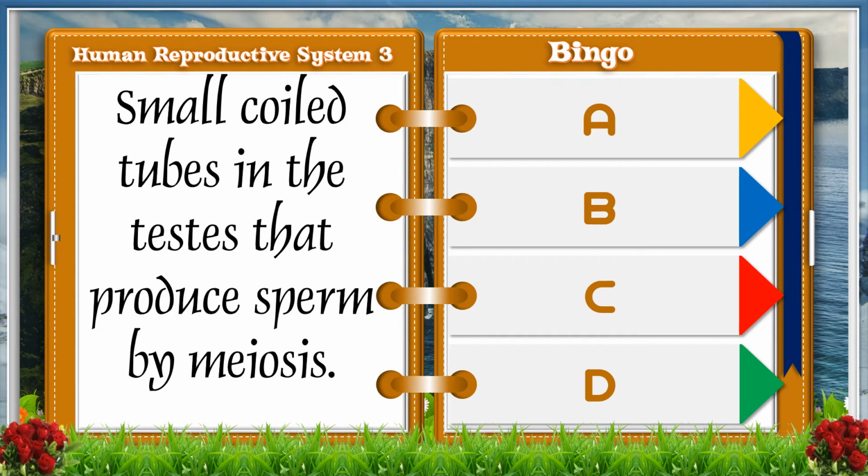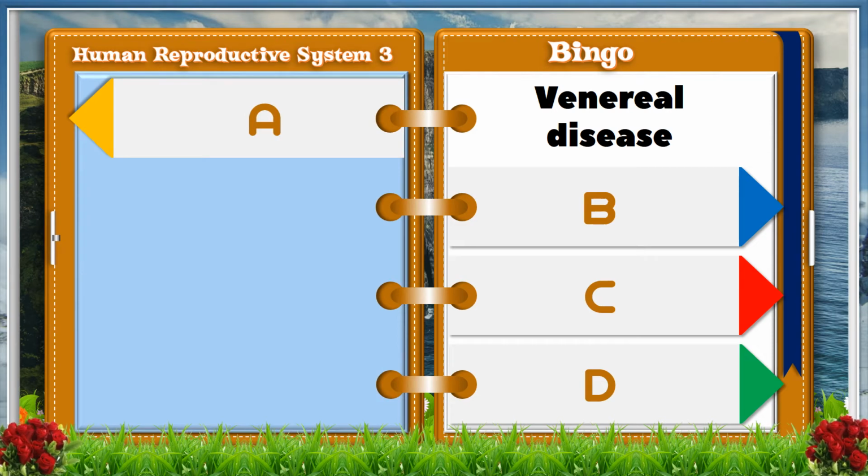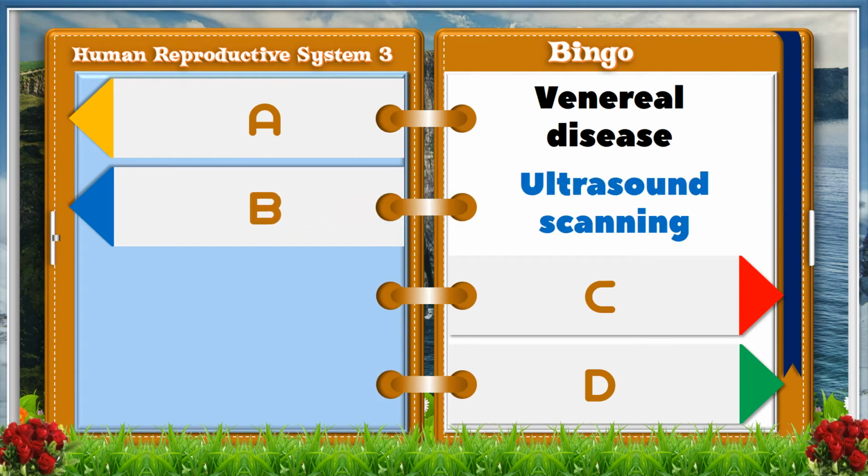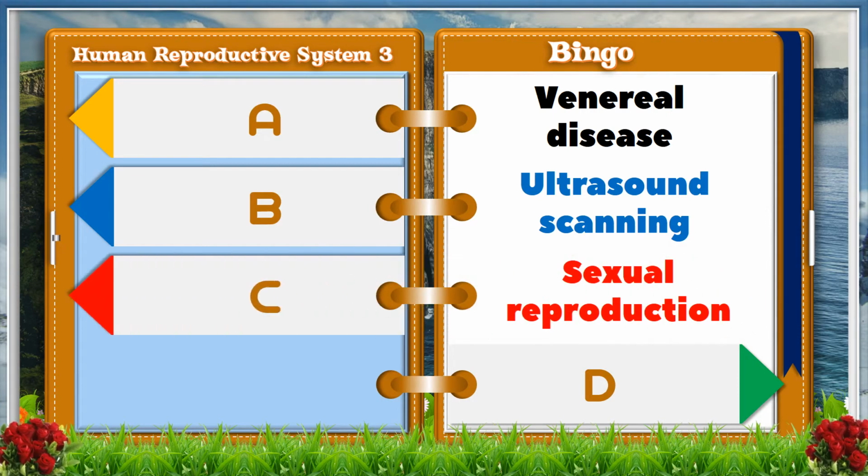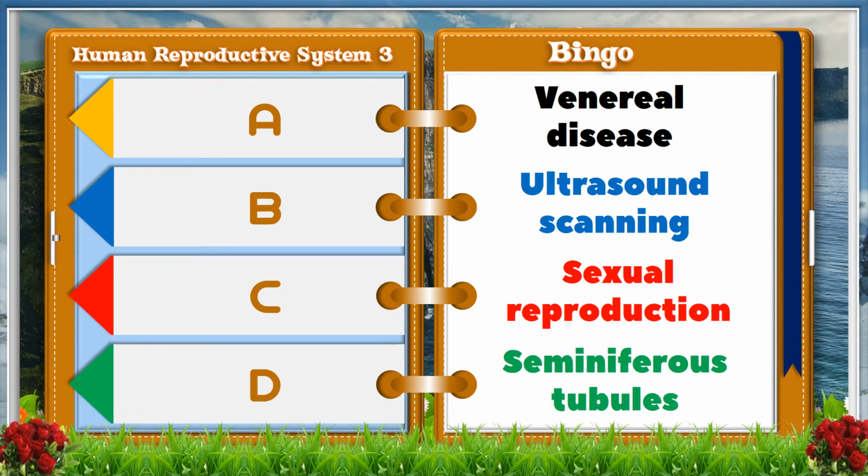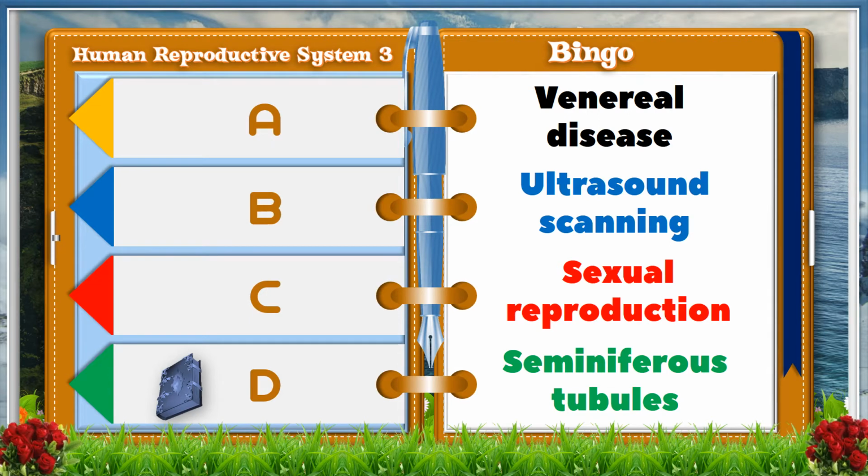Small coiled tubes in the testes that produce sperm by meiosis. A. Venereal disease. B. Ultrasound scanning. C. Sexual reproduction. And D. Seminiferous tubules. And the answer is D. Seminiferous tubules.